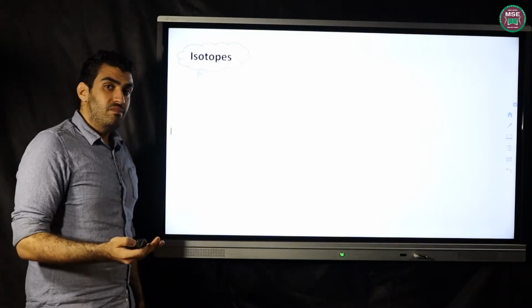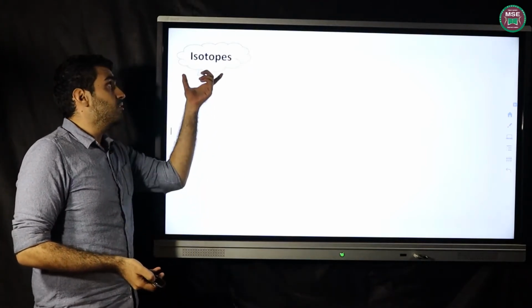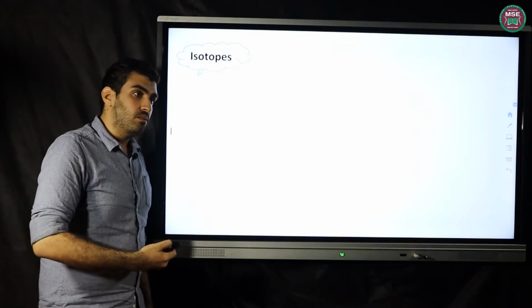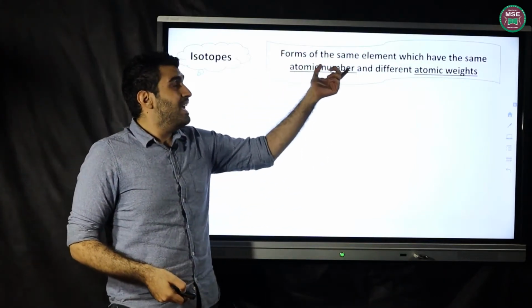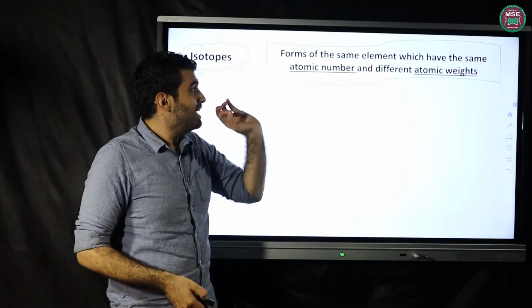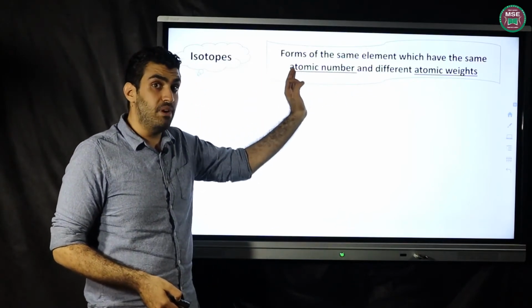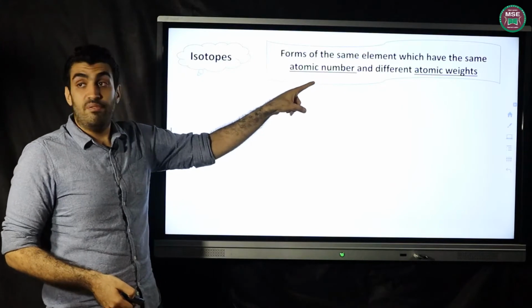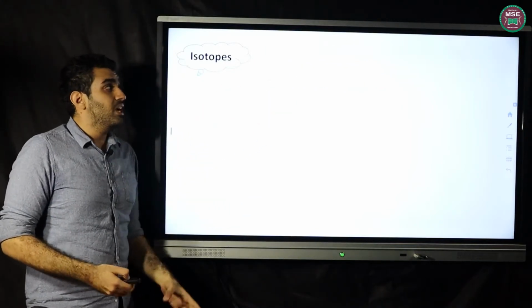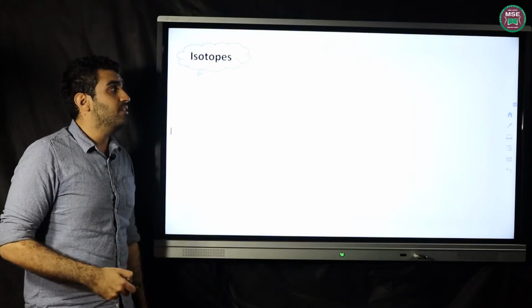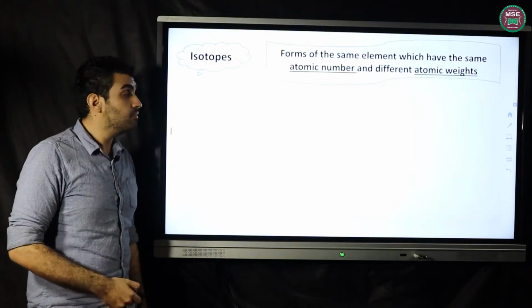Before we talk about the disadvantages of Mendeleev's table, we have to talk about isotopes. What is meant by isotopes? Isotopes are forms of the same element which have the same atomic number but different atomic weights. Again, forms of the same element which have the same atomic number but different atomic weights.